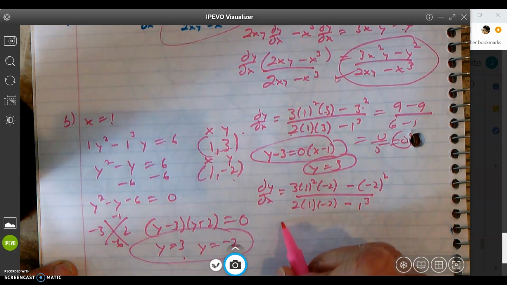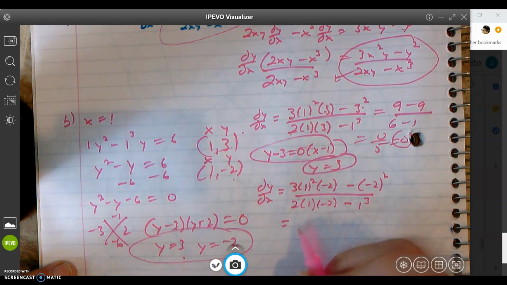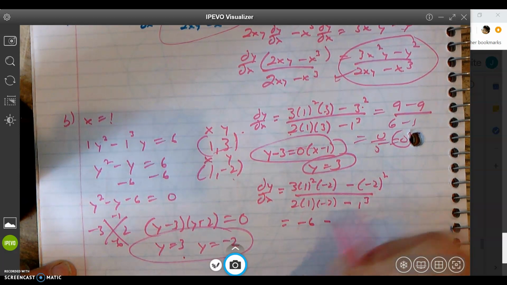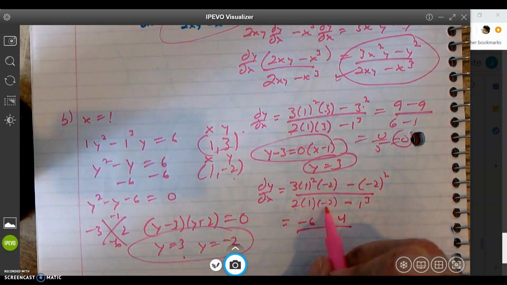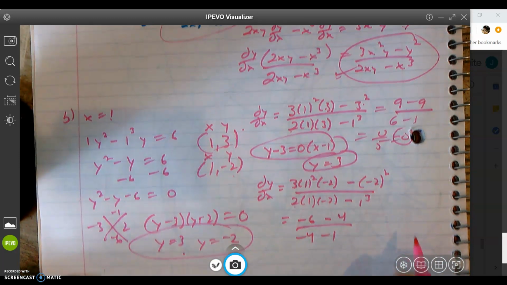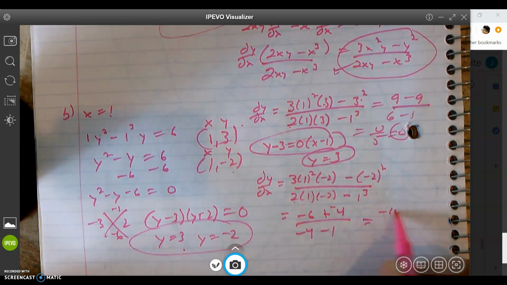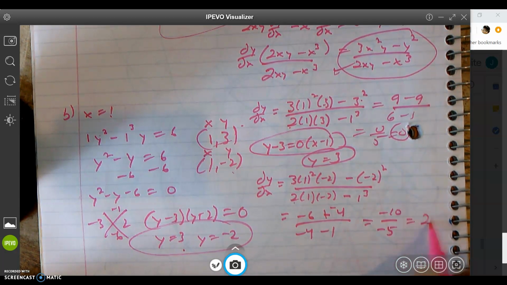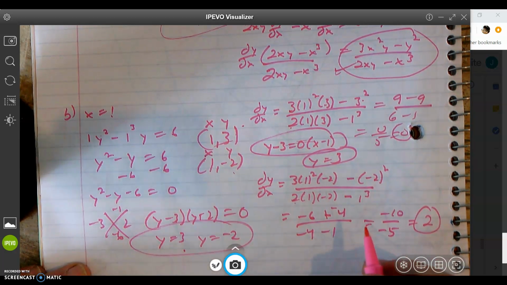Cool. All right, what does this get us? 3 times negative 2 is negative 6 minus negative 2 squared is 4. Okay. And this is 2 times negative 2, which is negative 4 minus 1. Okay, so what do we have? We got negative 10 divided by negative 5, which is 2. Okay, so that's my slope. I looked at the graph, it was a positive slope, so it looks reasonable.